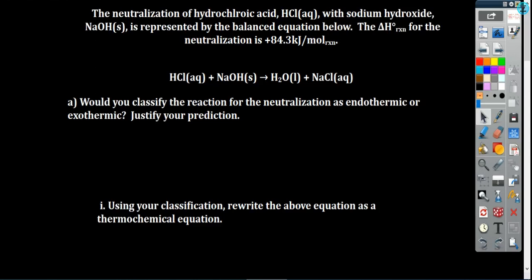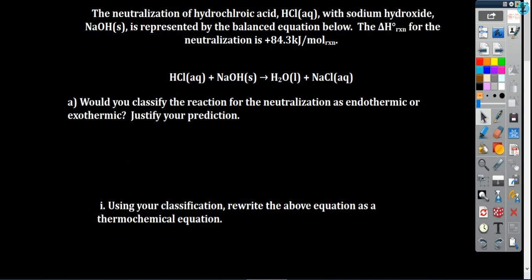Let's do a little bit of free response practice for thermochemistry. The neutralization of hydrochloric acid with sodium hydroxide is represented by the balanced equation below. The enthalpy change for the neutralization is positive 84.3 kilojoules per mole reaction. Okay, take a moment, examine that reaction.